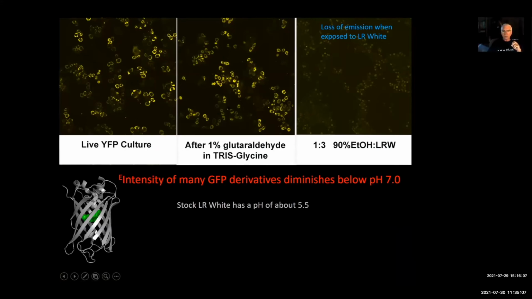We would get plenty of fluorescence emission in 1% glutaraldehyde. But as soon as we exposed it to LR white, the fluorescence would diminish to the point that we really couldn't see anything beyond background. After digging around a little bit in the literature, we realized that the intensity of many of these GFP derivatives diminishes below pH 7. And in fact, GFP derivatives can be used as detectors of changing pH. We also recognized that the stock LR white that we were trying to embed our tissues in has a pH of about 5.